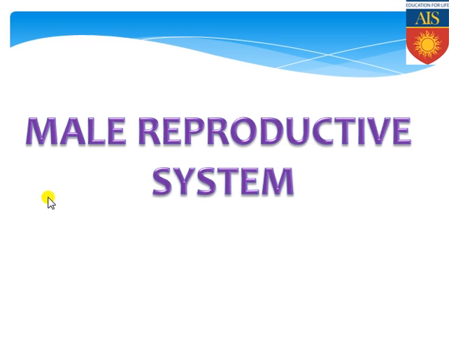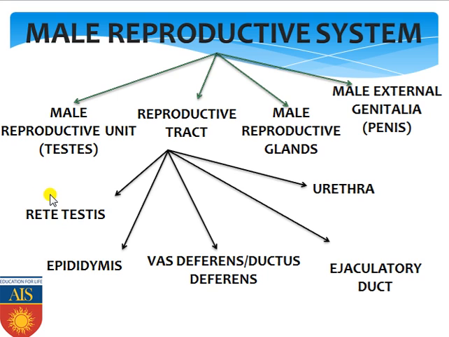First of all, in the male reproductive system, we need to know about the portions or the segments of the male reproductive system. It has been segregated into 4 parts. One is the male reproductive unit, that is commonly known as testes or testis. Testis is the singular and this is actually written testes. Testes is the plural. Okay.